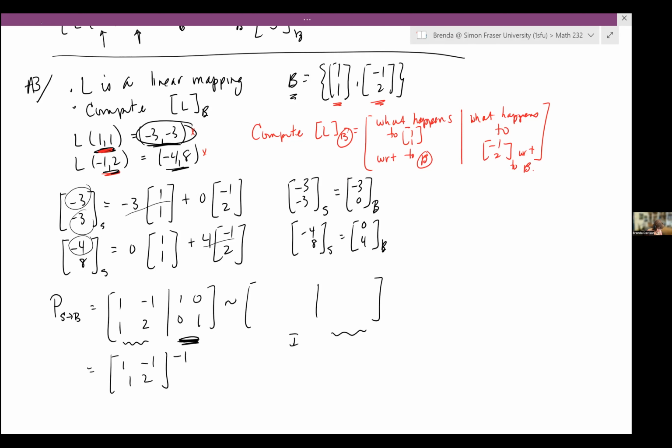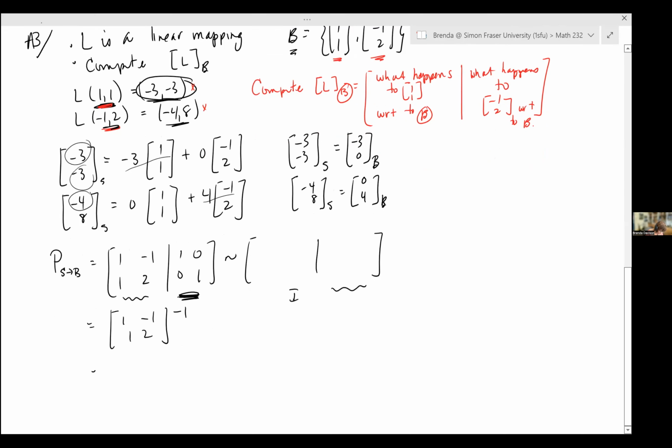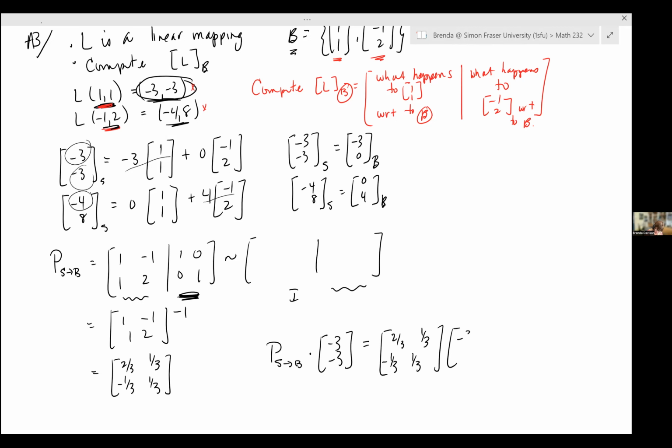Okay, so what did I get when I did this? I got the inverse of this matrix to be equal to [2/3, 1/3; -1/3, 1/3]. Now, if I take P from S to B, and I multiply that by [-3; -3], that will look like this: [2/3, 1/3; -1/3, 1/3] multiplied by [-3; -3], and that, in fact, is [-3; 0]. Okay, that's how I get these.